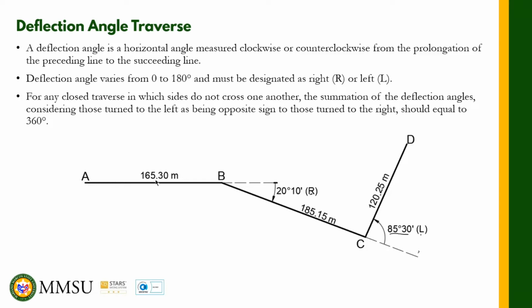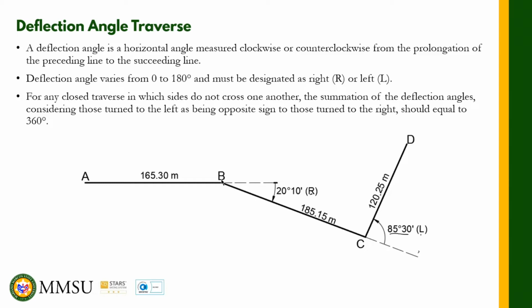this is line AB. And after going through line AB, the deflection angle is measured from the prolongation. This broken line here is the prolongation of line AB. And this angle measured from this prolongation to the next line BC is called the deflection angle. A deflection angle varies from 0 to 180 degrees and must be designated as right or left.